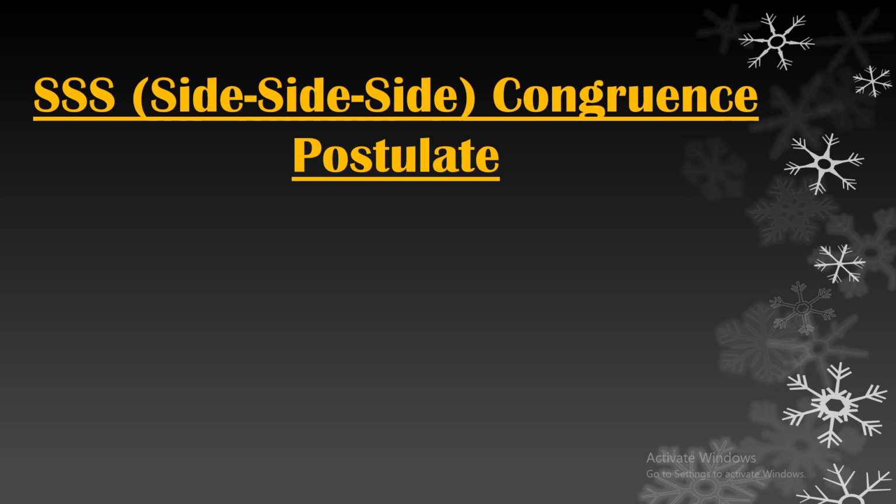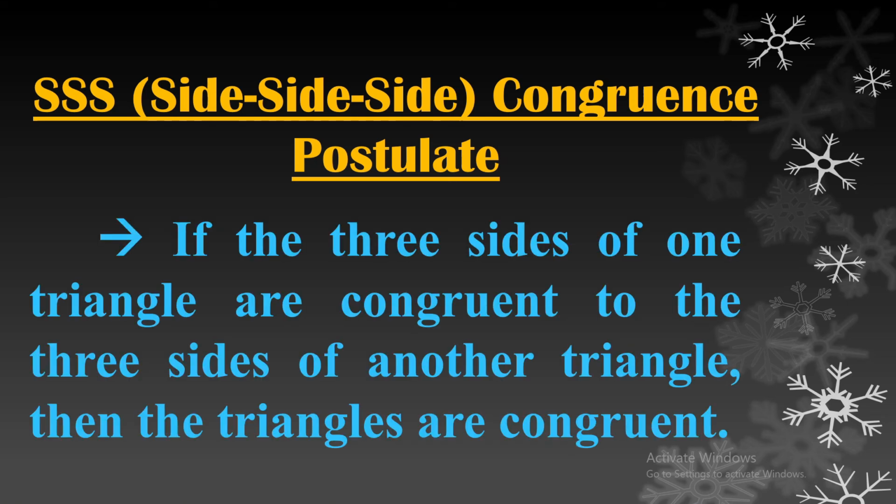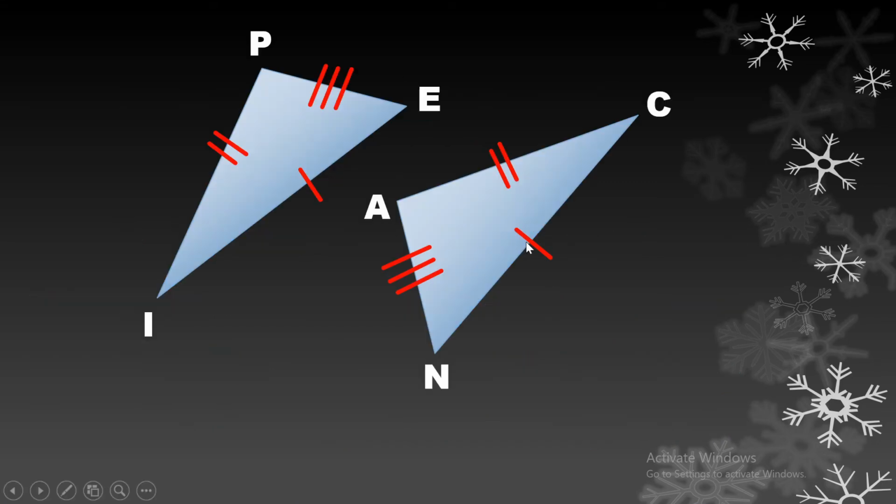We have the SSS, or the side-side-side congruence postulate, which states that if the three sides of one triangle are congruent to the three sides of another triangle, then the triangles are congruent. So that is when we can prove that all the sides of those two triangles are congruent. Let us have examples.